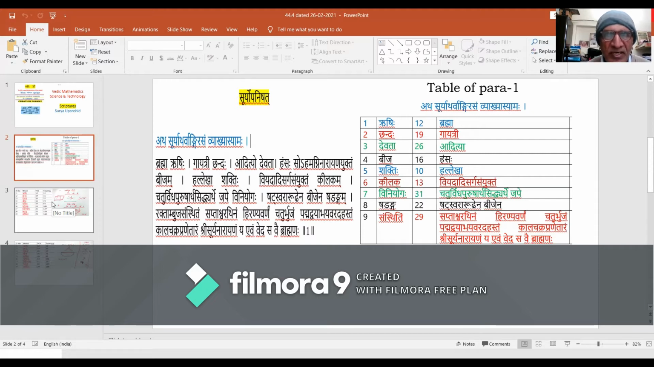This sequential progression is a range of steps in terms of which the organization of the knowledge domain is being approached. We can say that the knowledge of this scripture is all about Surya, and the organization of this knowledge is as of 9 sequential steps. These 9 sequential steps are Rishi, Chand, Devata, Bij, Shakti, Kilak, Vinayog, Shadang, and Sansthiti.